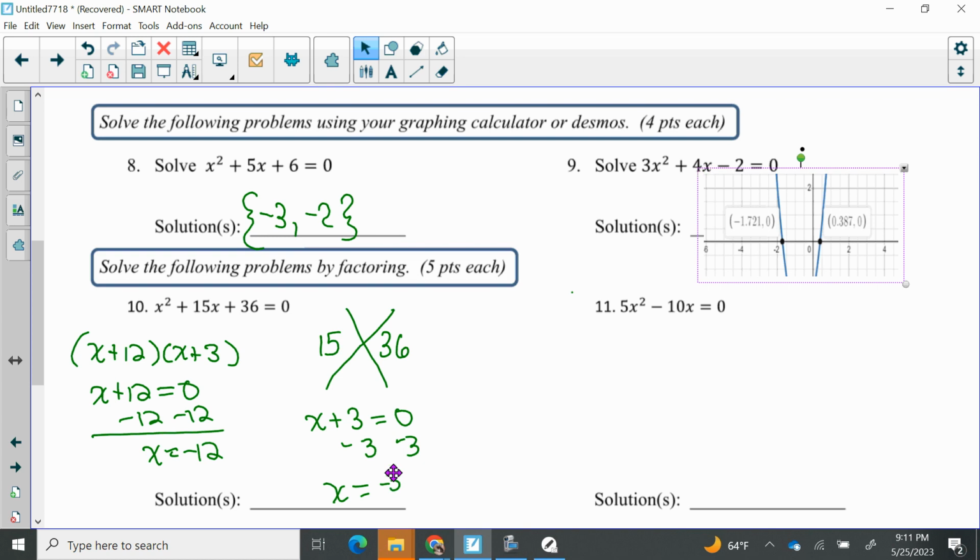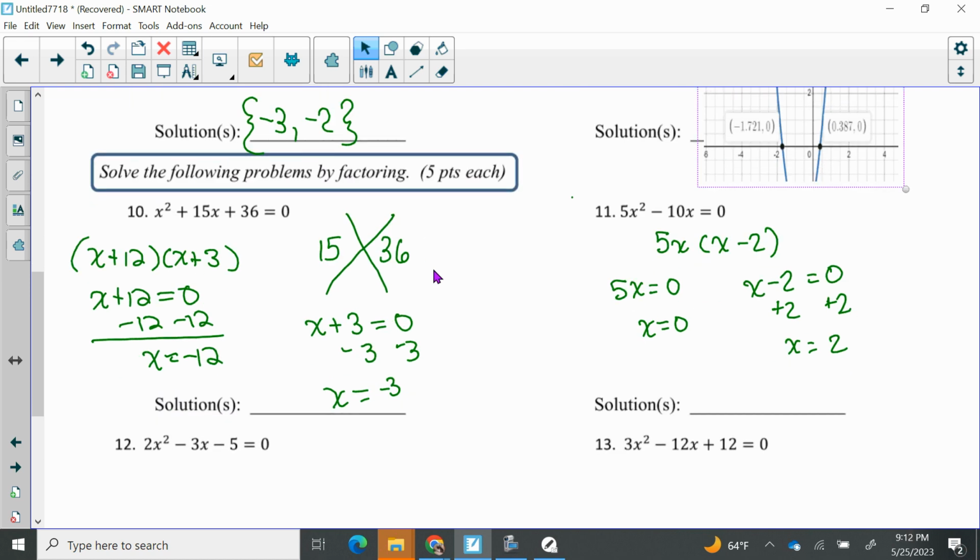All right. Now, the next one, we're going to take out a greatest common factor first, and that's going to be 5x. So I get x minus 2. So I have two factors here. One is 5x. So I set 5x equal to 0, and I get x is equal to 0. And then I have x minus 2 is equal to 0, and I'm going to add 2, and I get x is equal to 2. So I have those two solutions.